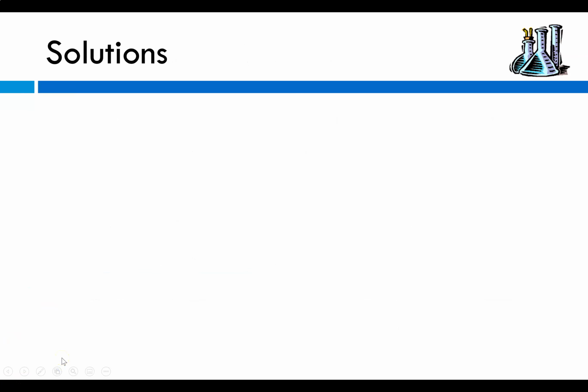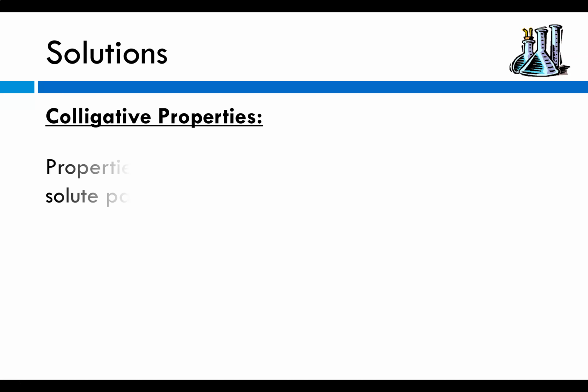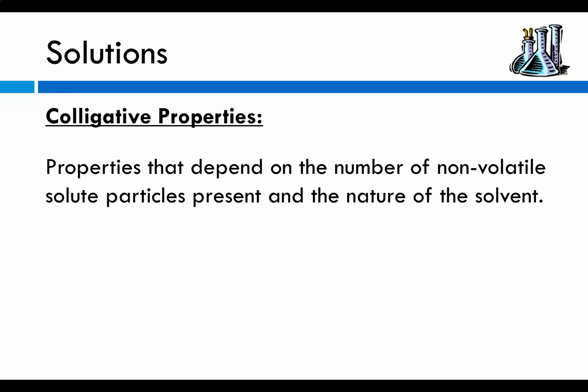So there are certain properties that are going to change when you take a solvent and you add a solute to it. Ultimately, you form a solution. These properties that are going to change are called colligative properties. Colligative properties are properties that depend on the number of non-volatile solute particles present and the nature of the solvent. When we say non-volatile, what we mean is does not easily turn into a gas.